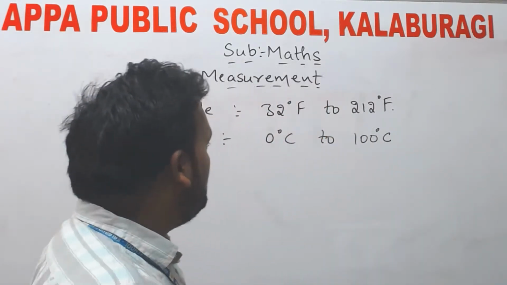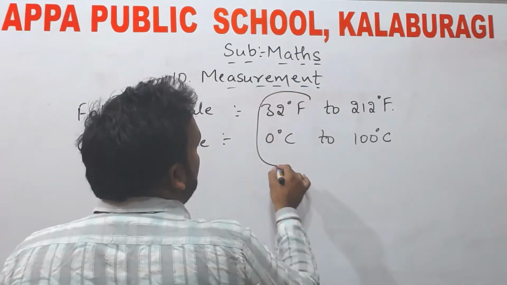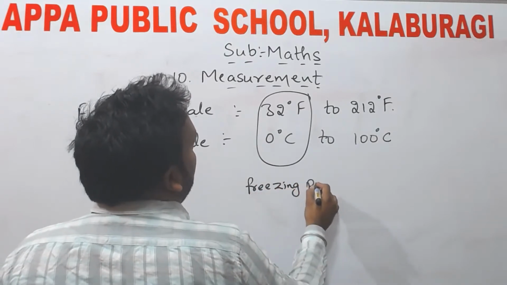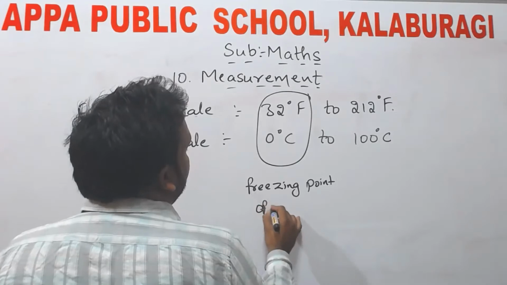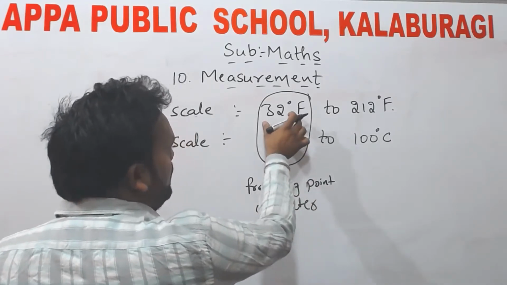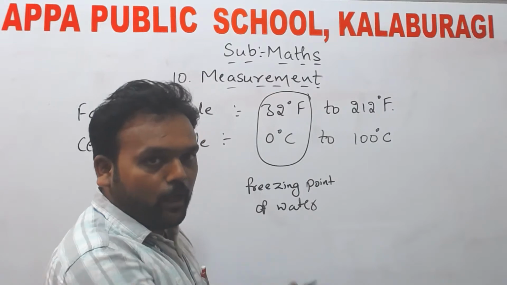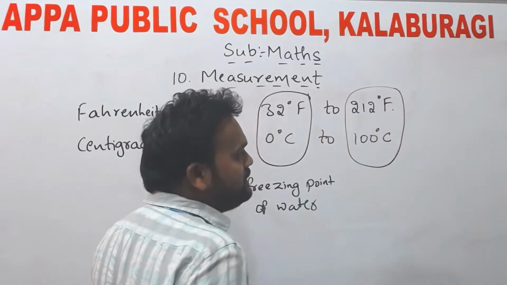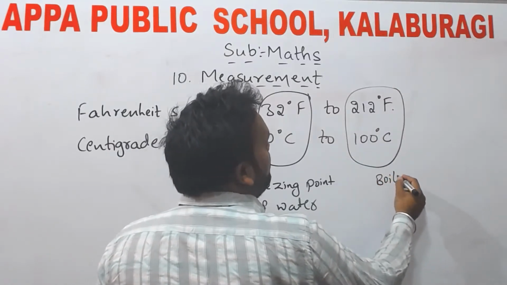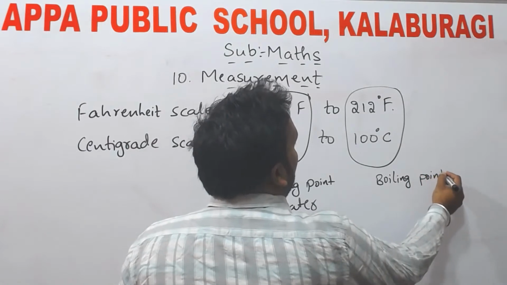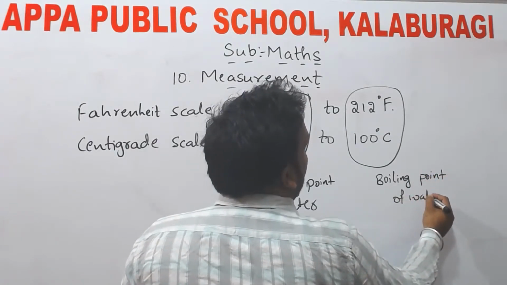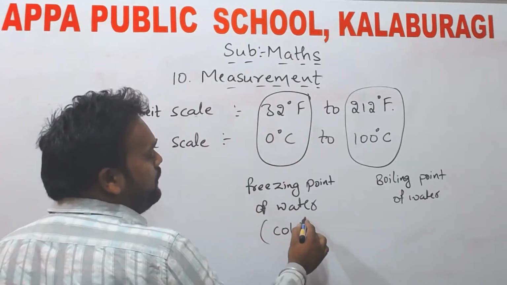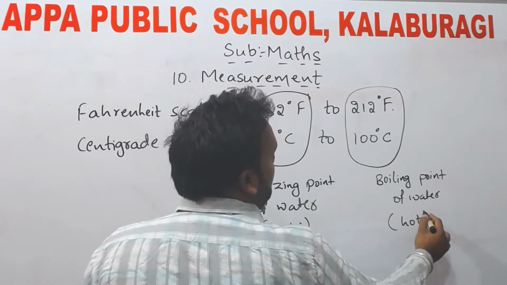I told you this 32 degree and the 0 degree Celsius is the freezing point of water. Both 32 degree Fahrenheit and 0 degree Celsius are the freezing point of water, whereas 212 degree Fahrenheit and 100 degree Celsius are the boiling point of water. Freezing point of water means very cold, and boiling point of water means very hot.